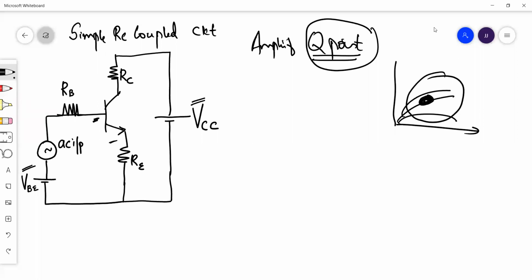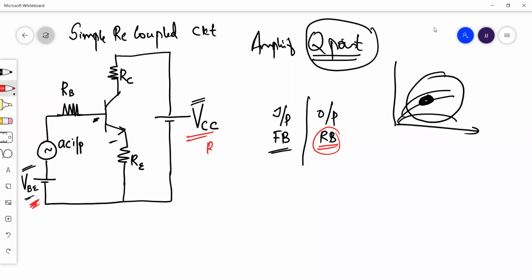Then externally, I am connecting VBB. I told you that for an amplifier, the input side must be forward biased and the output side must be reverse biased. So for input side forward bias, I am connecting a voltage here. For output side reverse bias, I am connecting VCC. This VCC will help to reverse bias, and this VBB helps the forward biasing at the input side. And then some resistances are there. These are all current limiting resistances.